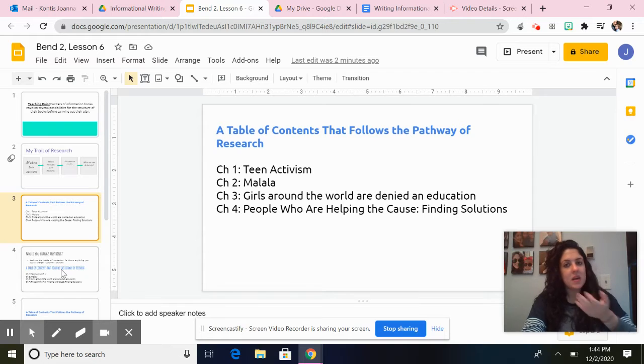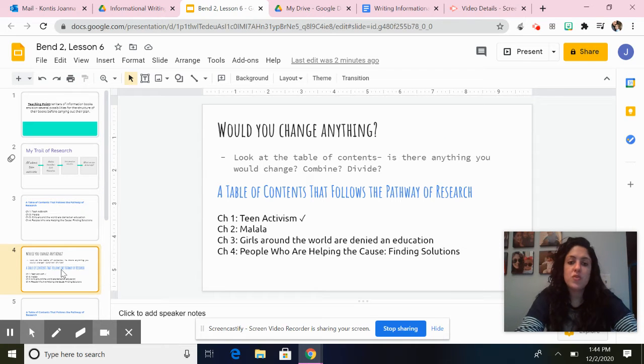So here we go. A table of contents that follows your path of research. But what you're going to do today is make one table of contents and then make another table of contents, because you can always rearrange them. After you look at it initially, there are a few things to consider. Would you change anything? Is there anything you would change? Would you combine or would you divide?